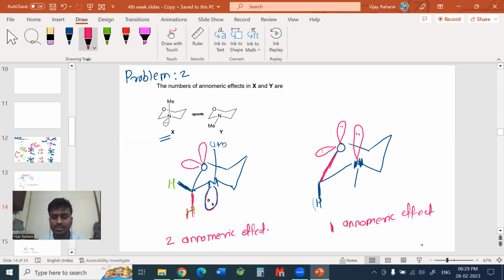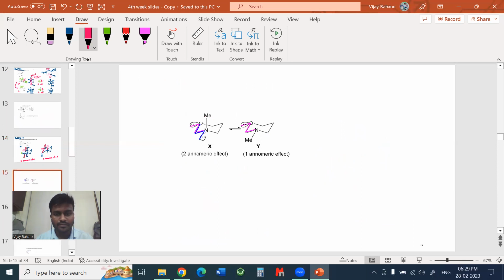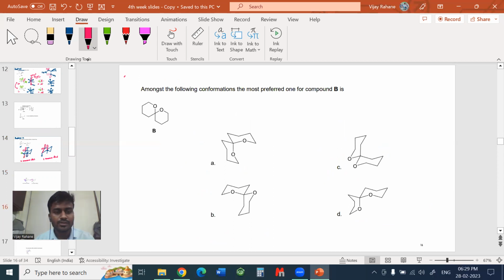So this one is a simple problem. We just need to tell how many anomeric effects are possible for this molecule. So the third problem is: among the conformations, the most preferred conformation for compound B is. These are the four possible conformations for compound B, and we just need to identify which is the most preferred conformation for this B molecule. So we'll draw the anomeric effect possible for the molecules, and then we can decide.